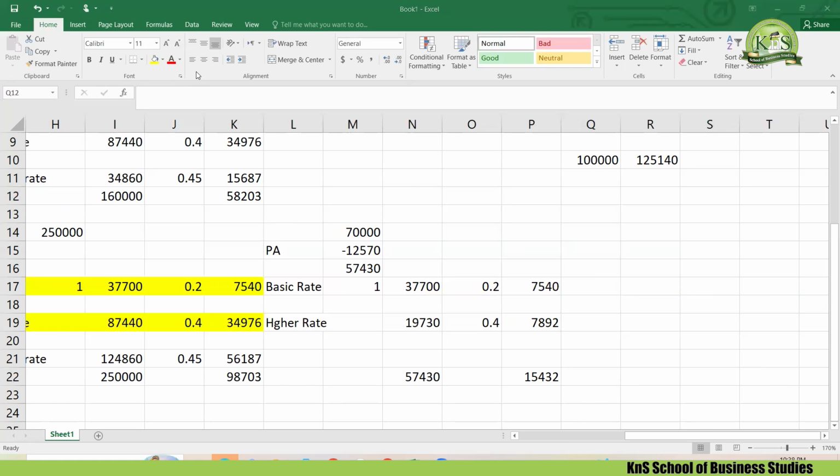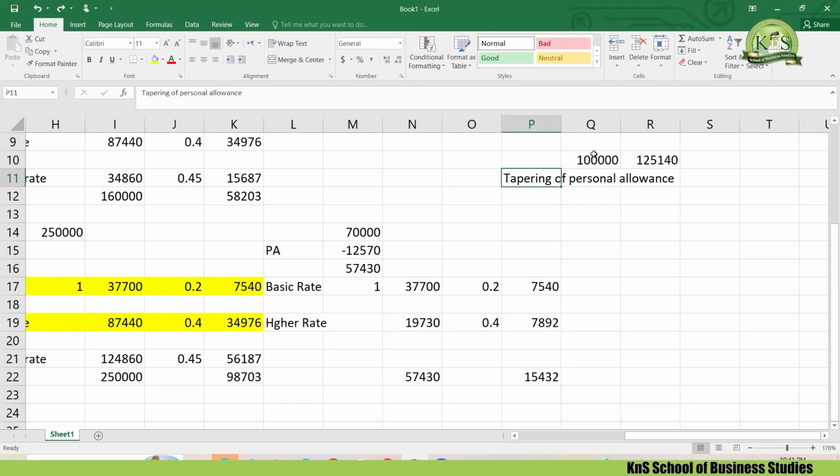Yes, correct, Shiva. Sorry. So now, what if your income is in between these two amounts mentioned here? There is a concept called tapering of personal allowance. Tapering means that it will reduce by some amount if your income increases and falls between these amounts.